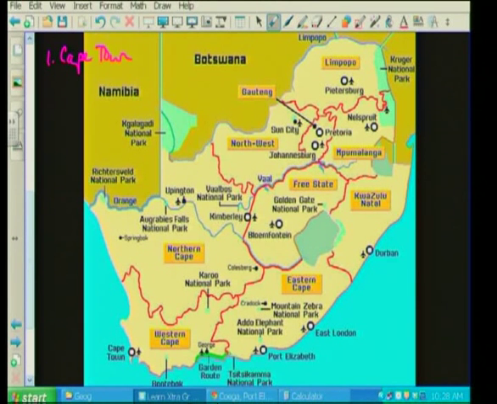The first one is Cape Town International, which is down here. You'll see there in the Western Cape. Cape Town International is one of our 3 main international airports for South Africa.